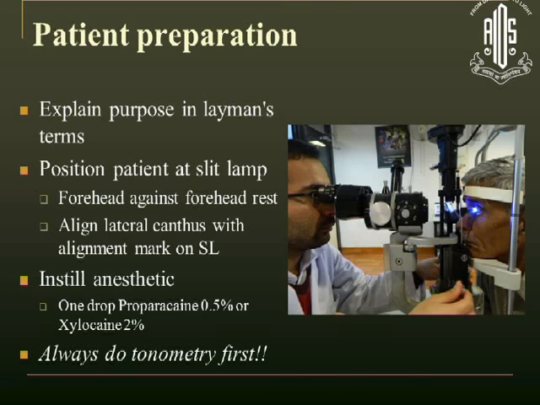I've put an applanation tonometry picture here because the way the patient is seated at the slit lamp is pretty much the same. The forehead is against the forehead rest, and you align the lateral canthus with the alignment mark of the slit lamp. So you need to instill the anesthetic and always try to do the tonometry first, because if you've done a gonioscopy and you've already pressed upon the eye inadvertently, you might have a fallacious rise or even lowering of pressure at times.